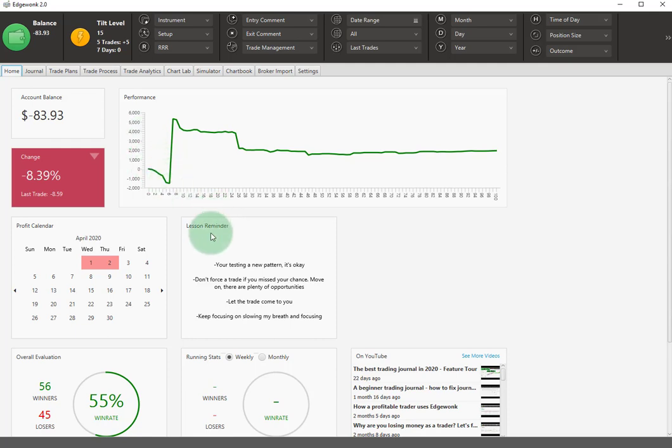Whenever we open a trading journal and the performance graph looks somewhat distorted, the first thing you should do is go to the settings and check if you have entered an initial deposit. Whenever your performance graph doesn't look quite right, very often a missing initial deposit is the reason for that.